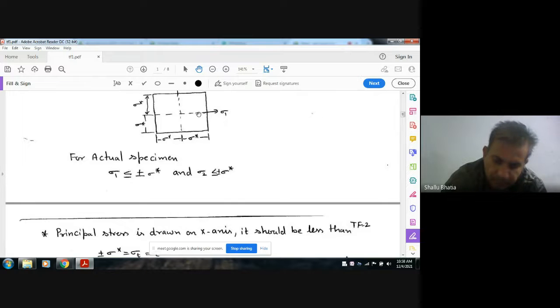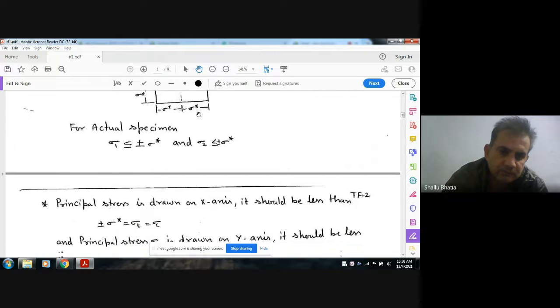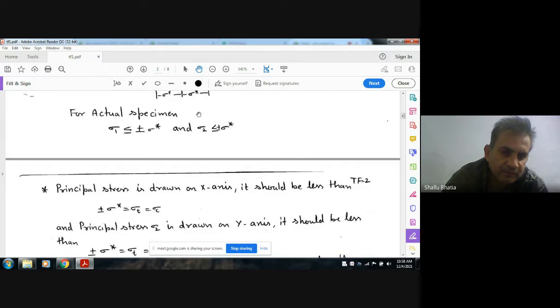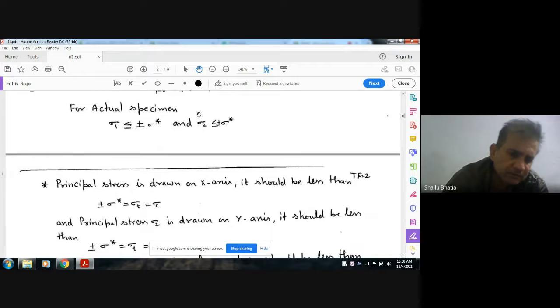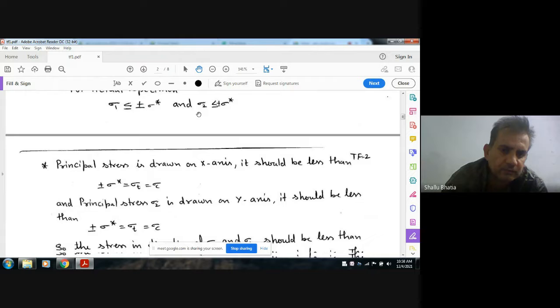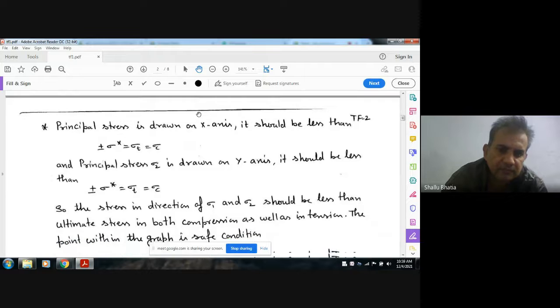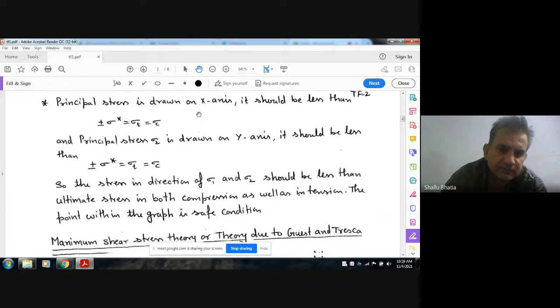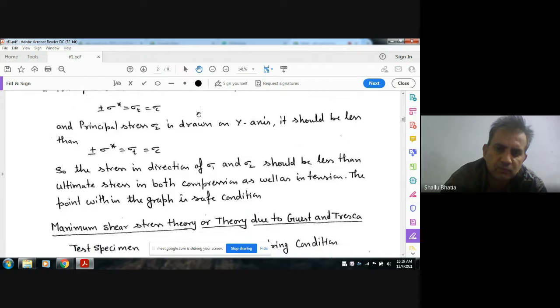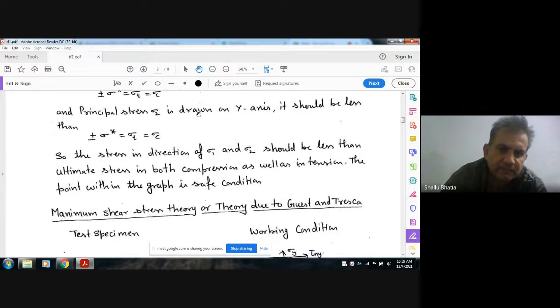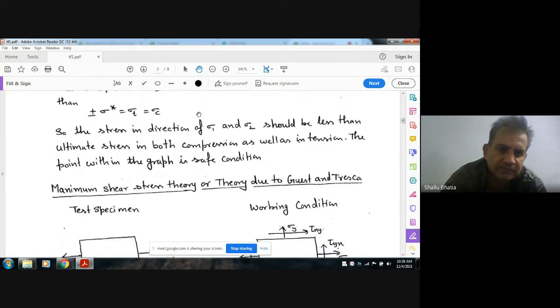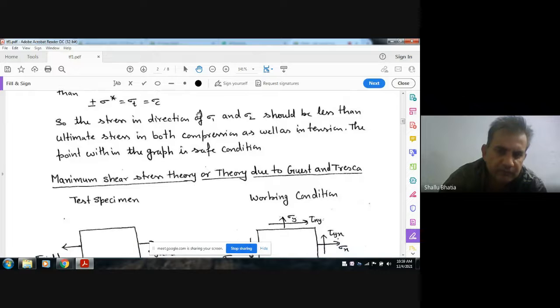Okay, it should be less than sigma plus minus sigma star, sigma t or sigma d. The second principal stress is down on the y-axis. Okay, it should be less than this. Sigma star is equal to sigma t plus sigma c. So the stresses in the direction of sigma 1 and sigma 2 should be less than the ultimate stress in both compression as well as in tension. The point within the graph is in safe condition. It is clearly safe condition.